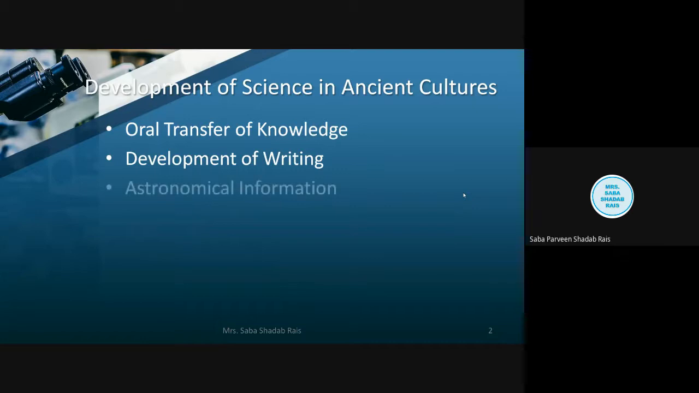Then astronomical information, what do you mean by that? Information regarding the skies, the stars, the planets. Yes. So many ancient civilizations collected astronomical information, and see, they did not have any knowledge of the real physical structure of the planets and stars.